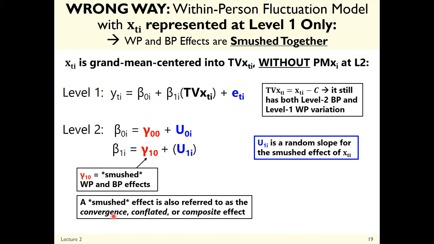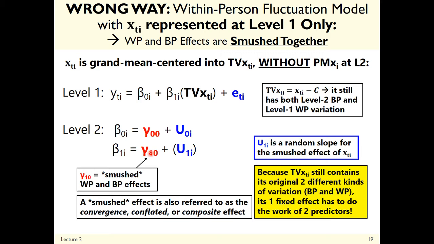Otherwise known as a convergence effect, a conflated effect, or a composite effect. I like conflated the best of the synonyms because I think that also gets at this idea of smushed. It's going to be more heavily weighted towards the within effect because there's more information, more sample size at level 1. But what you're doing here in putting 1 effect in is saying that the between effect and the within effect have to be the same number. They're equal. So you can get by with 1 coefficient to do the job of 2. So this is what not to do.